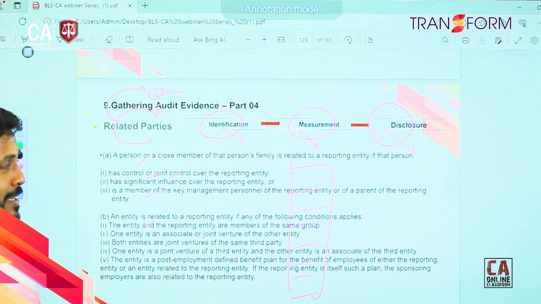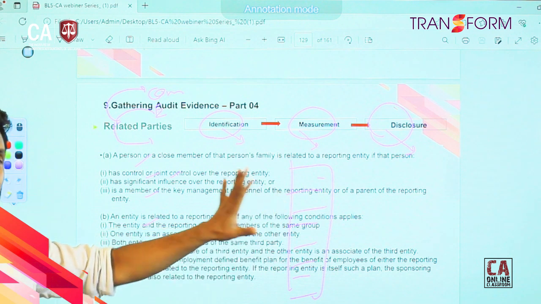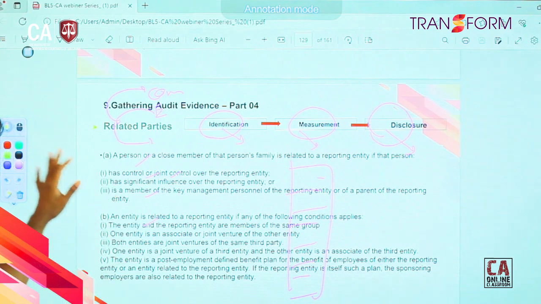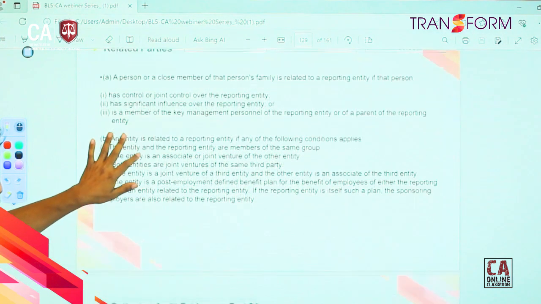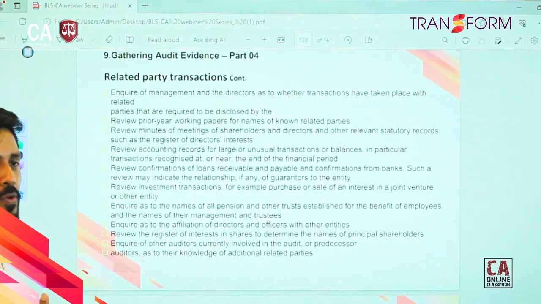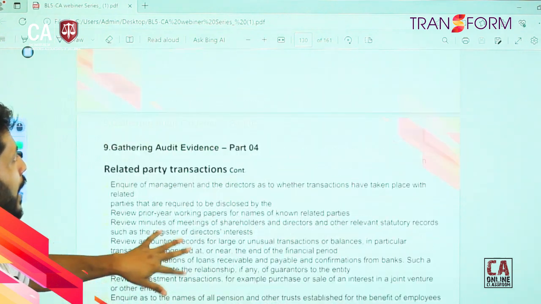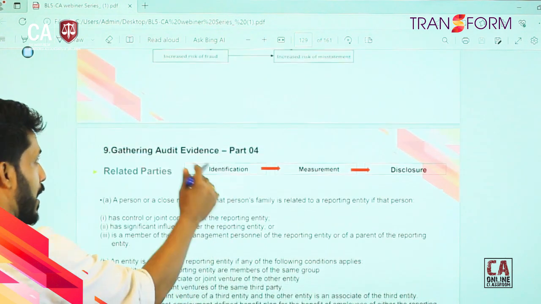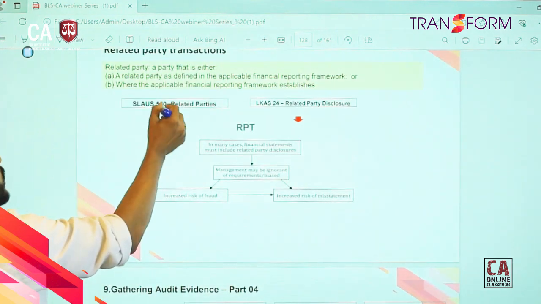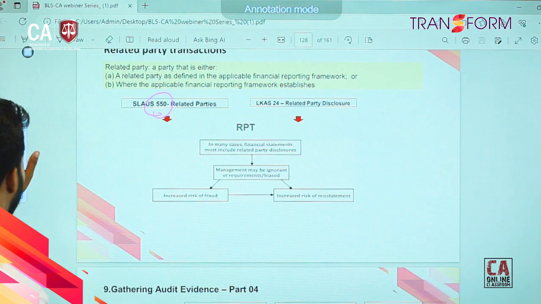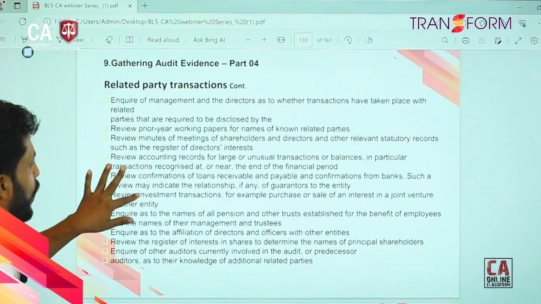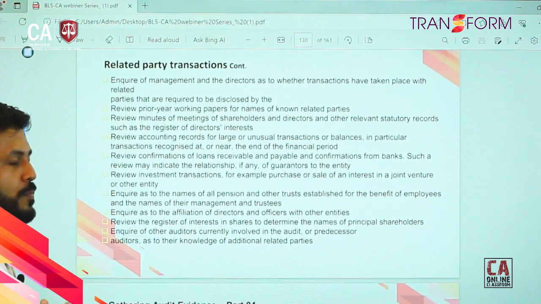So that will ensure the completeness of related party transactions, right? Accordingly, what you can do is, to ensure these balances and disclosures, you can perform a different set of audit procedures as per SLAuS 550. So we have a separate auditing standard relating to related party transactions, and according to the standard, we have to perform this set of audit procedures.